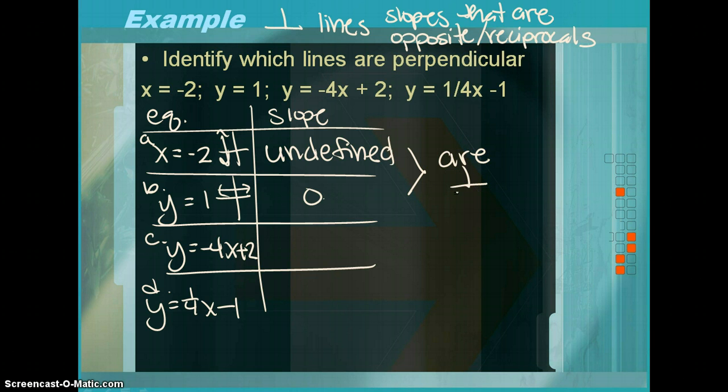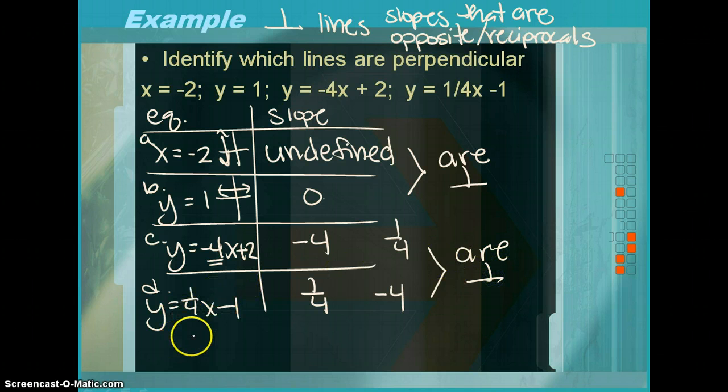perpendicular to one another. The slope for this one is -4 because, again, it's mx plus b, and m is the slope. And this one is 1/4. Well, if we flip and negate -4, we would end up with 1/4. And if we flip and negate 1/4, we would end up with -4. So, as you can tell, they do match each other. So these two are also perpendicular. So the two that are perpendicular are A and B, and C and D.